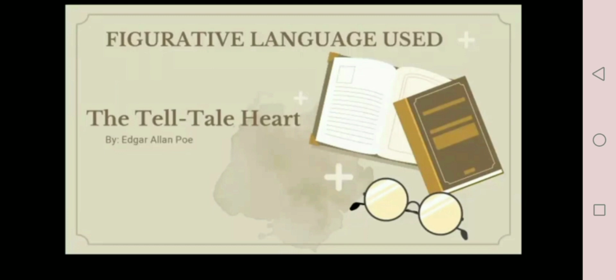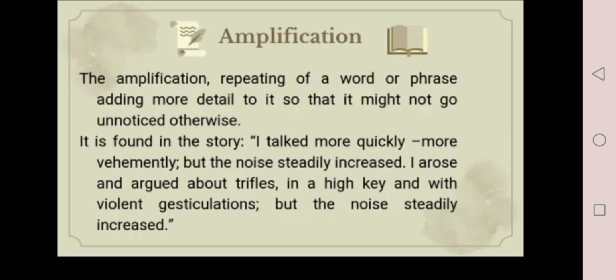Good day everyone, my name is Ronsel J. Marquez and I will be discussing the figurative languages that are used inside the story The Tell-Tale Heart by Edgar Allan Poe. First, let's have amplification.